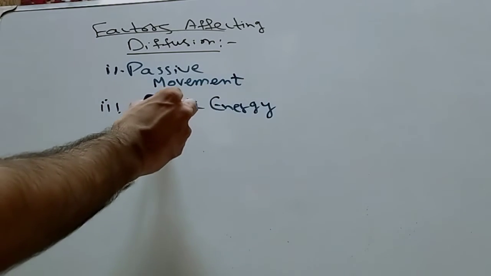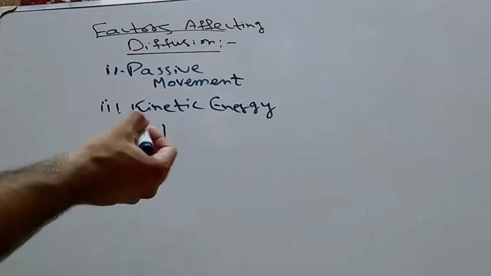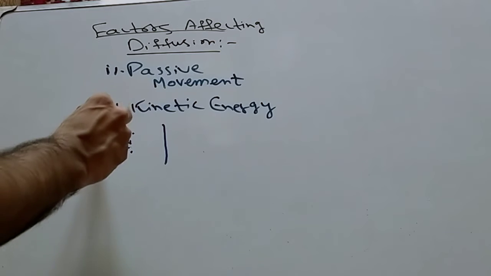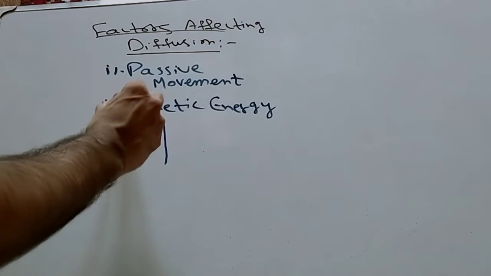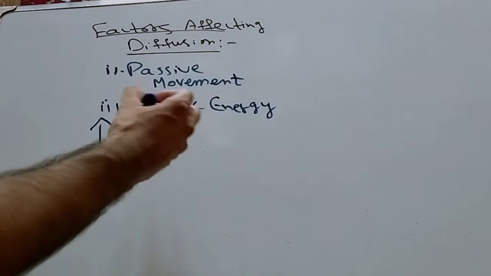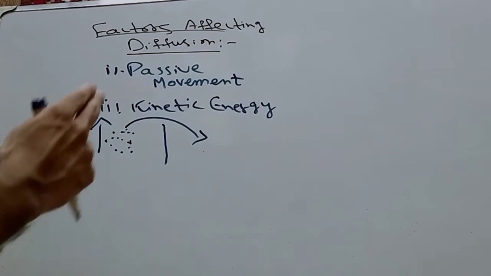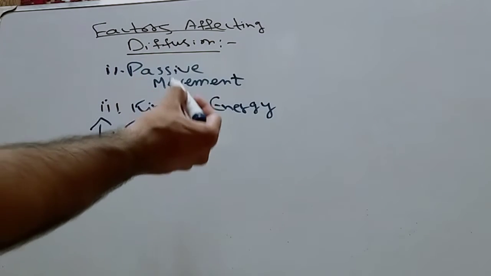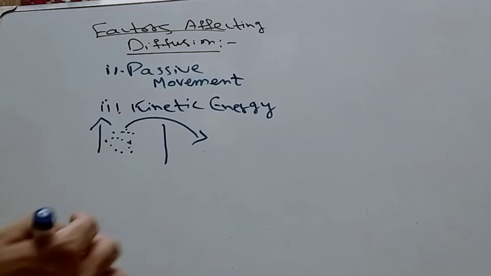So let's suppose this is a membrane, and at this side of the membrane, the kinetic energy of the molecules is very high. So these molecules with greater kinetic energy would move towards the other side of the membrane, having low kinetic energy. So this kinetic energy is also a factor which aids in the process of diffusion.